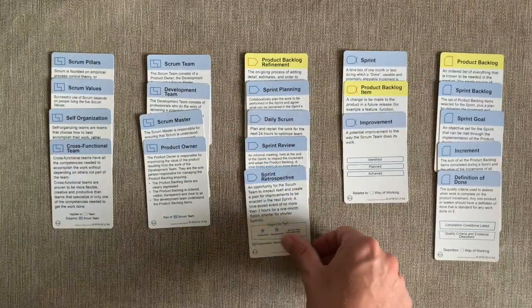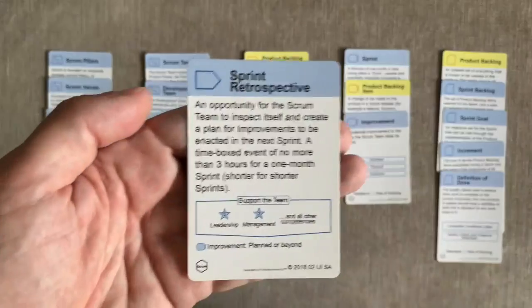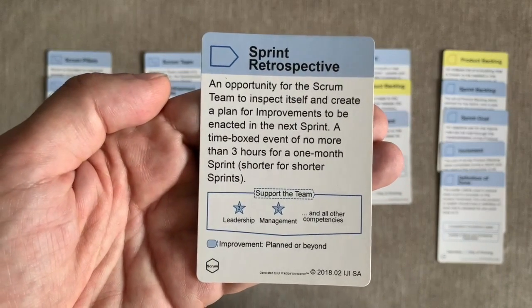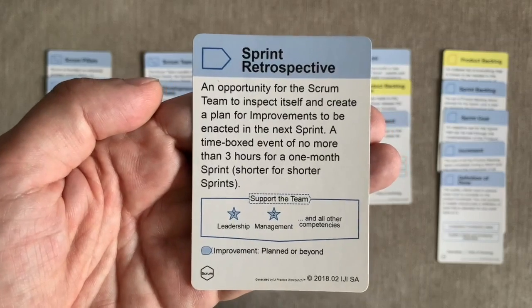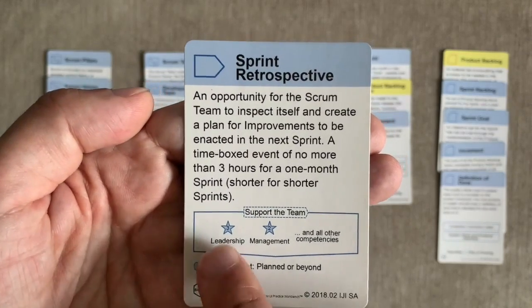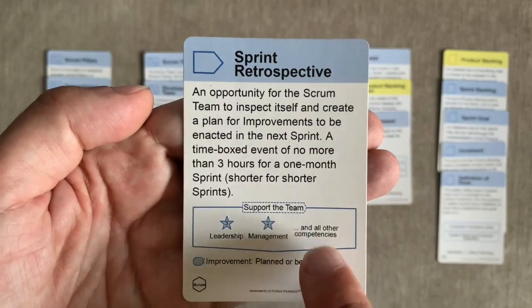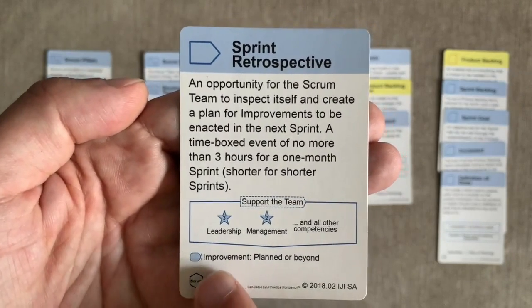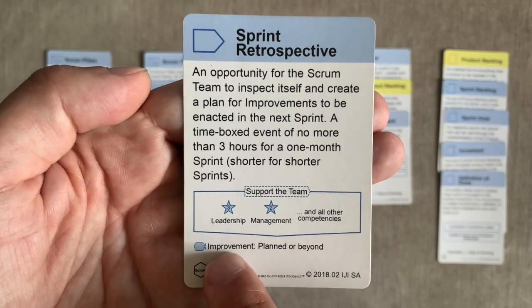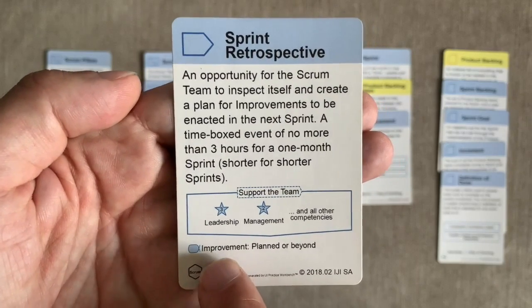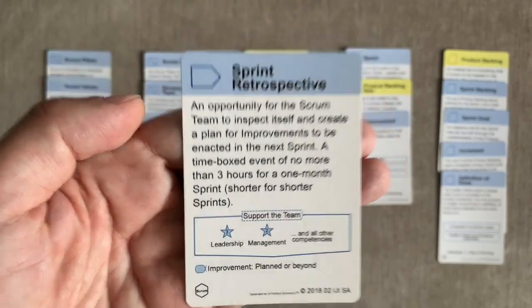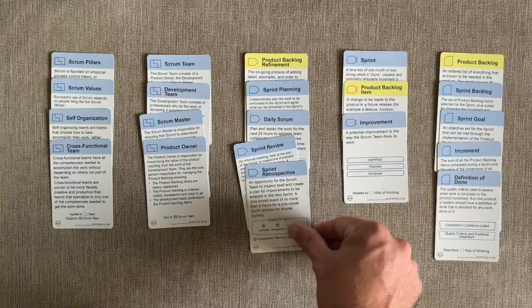Let's look at an activity. Here the sprint retrospective. Once again, a few sentences to describe the activity and also a view on the competencies required, basically all of them for a retrospective. At the bottom is the outcome. Here we can see it's the improvement alpha and that it should be in a planned or beyond state. So that's the next thing to look at, an improvement.